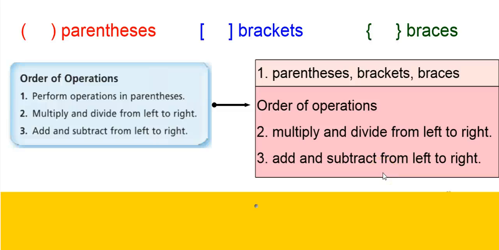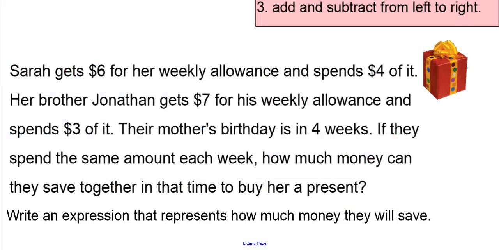Let's go ahead and practice using a word problem to see what this will look like. Sarah gets $6 for her weekly allowance and spends $4 of it. Her brother Jonathan gets $7 for his weekly allowance and spends $3 of it. Their mother's birthday is in 4 weeks. If they spend the same amount each week, how much money can they save together in that time to buy her a present?